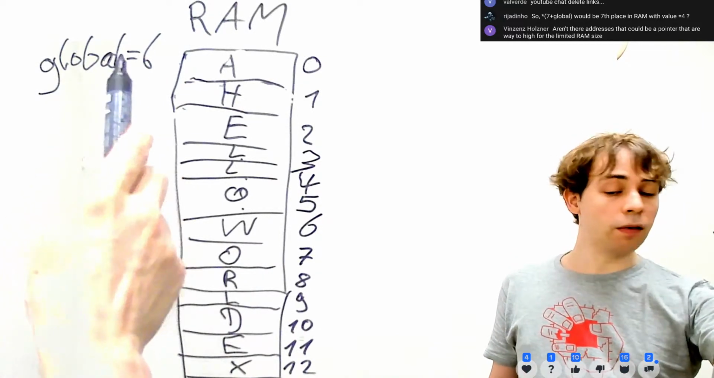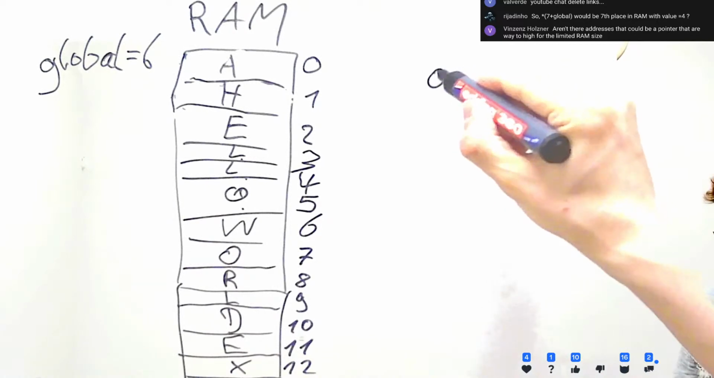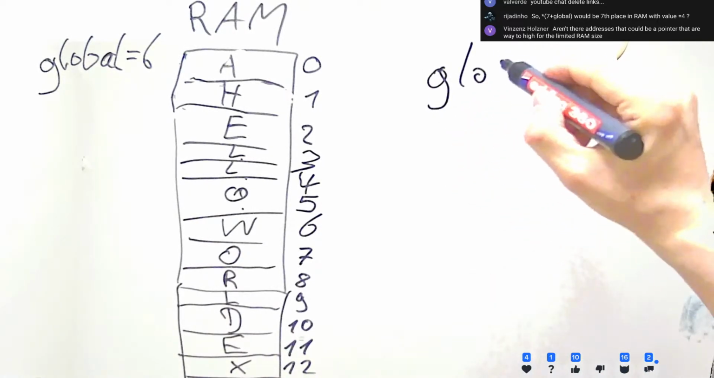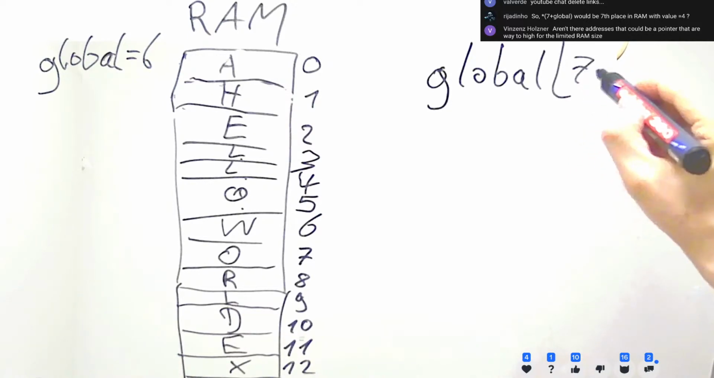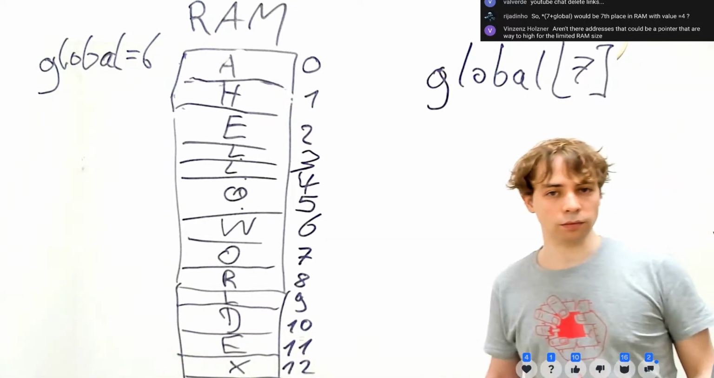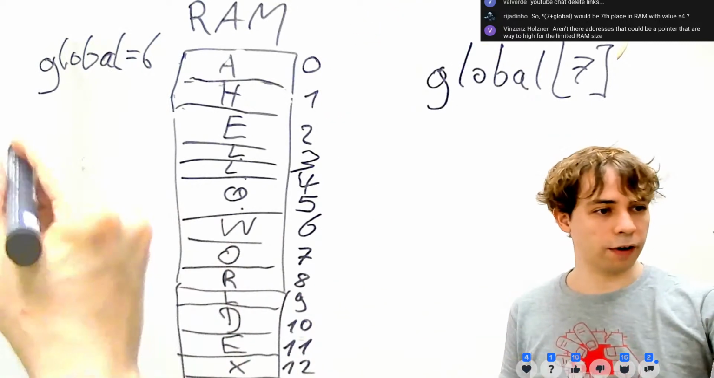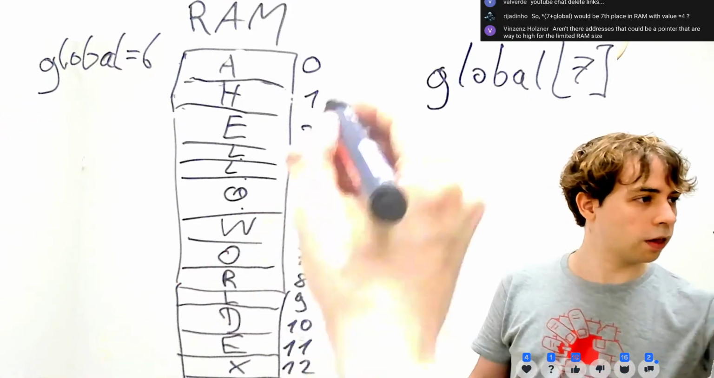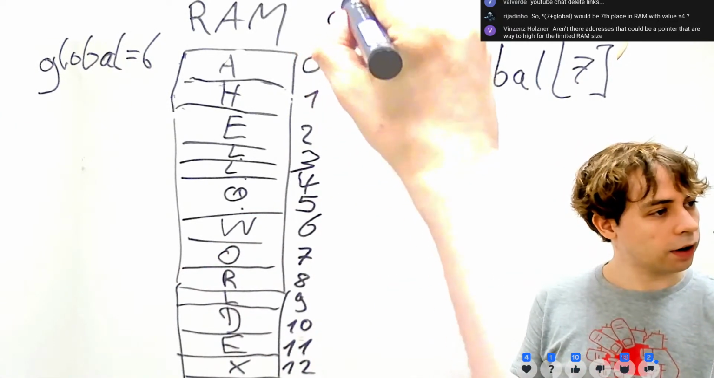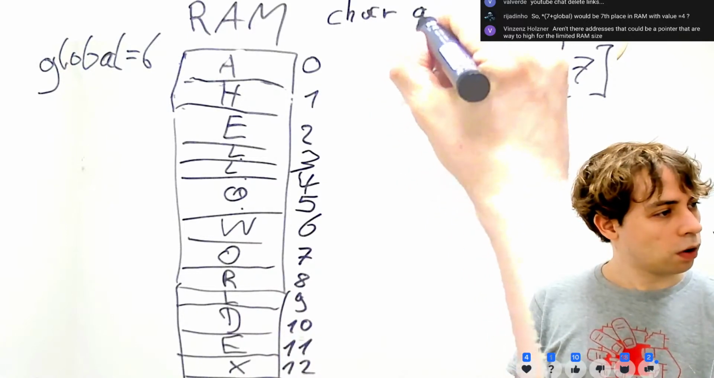We say global, this pointer has the value of 6. And now we say that we want to access global at offset 7. This global has to be defined somewhere, right? So let's assume this is defined. We probably should do that somewhere. So let's say it's defined as a character array, character array, global.